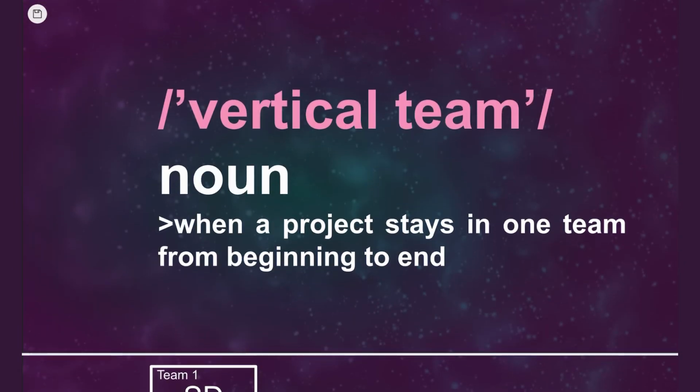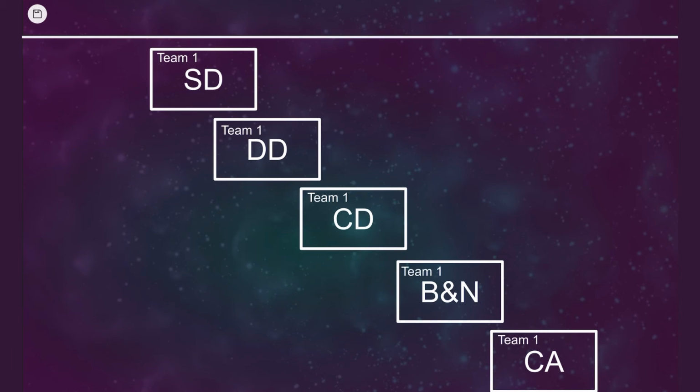So here's the second team structure: vertical teams. In this type of organization, the project stays in one team from beginning to end, and that's key, with the same individuals for the entire life cycle of the project. The team shares responsibilities to complete a portion of that project from start to finish, from SD to DD, from DD to CD, CD to bidding and negotiation, all the way to CA. It's all the same team.